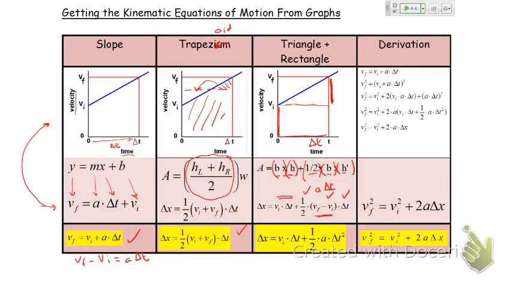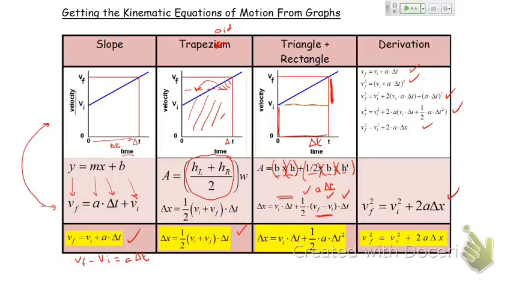And then for the fourth equation, you take VF equals VI plus A delta t, and you take VF squared equals (VI plus A delta t) all squared, and you massage and manipulate it, and you end up with your fourth expression: VF squared equals VI squared plus 2A delta x. All coming from these equations, these graphs.